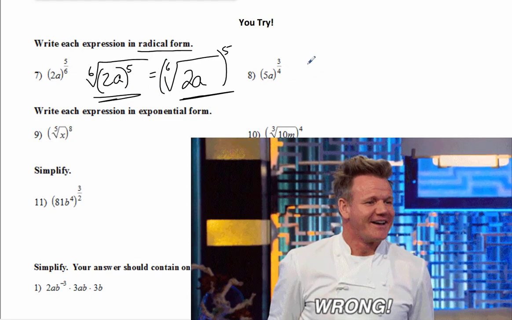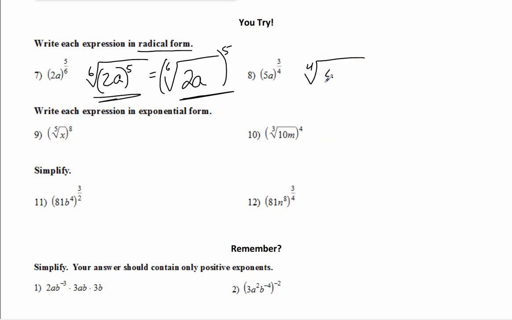Number 8, 4th root, because that's my denominator, and then 5a, and then I can put parentheses around the whole thing, or I can say, okay, hey, the 4th root of 5a, parentheses around that, and then the 3rd power on the inside, right?